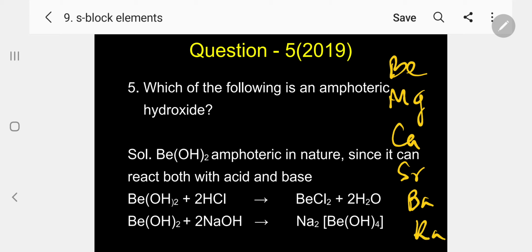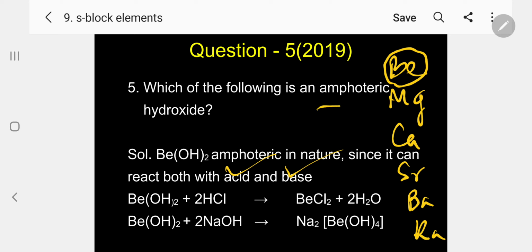Among these, kindly follow, beryllium hydroxide is amphoteric in nature. It has a dual character, since it can react with both acid and base. Whereas when you go below, the hydroxides are mainly ionic in nature, and this one is covalent in nature. So let me explain this dual character.